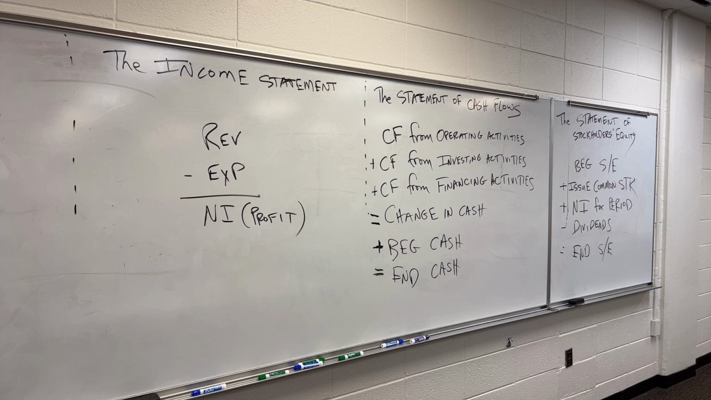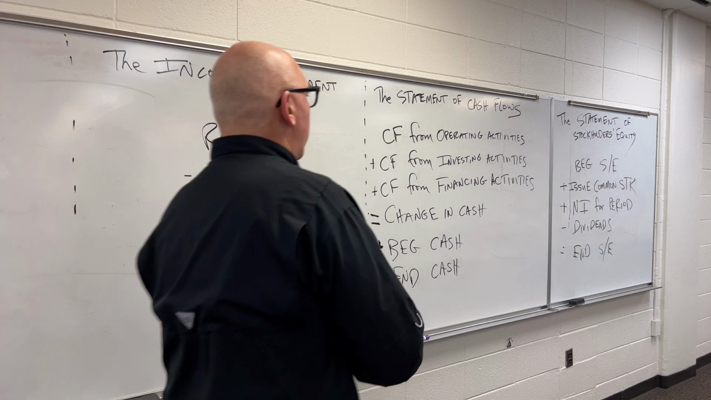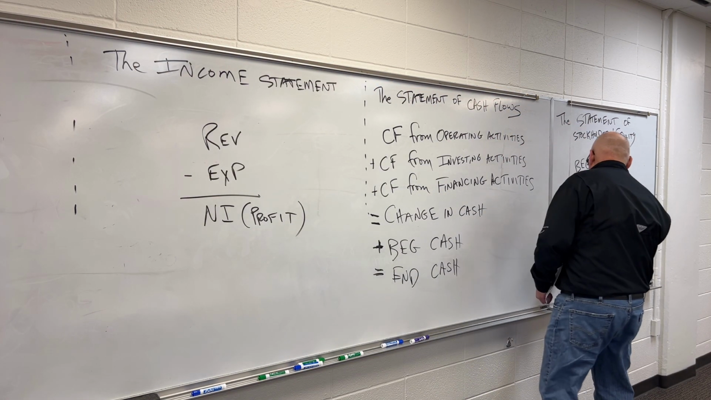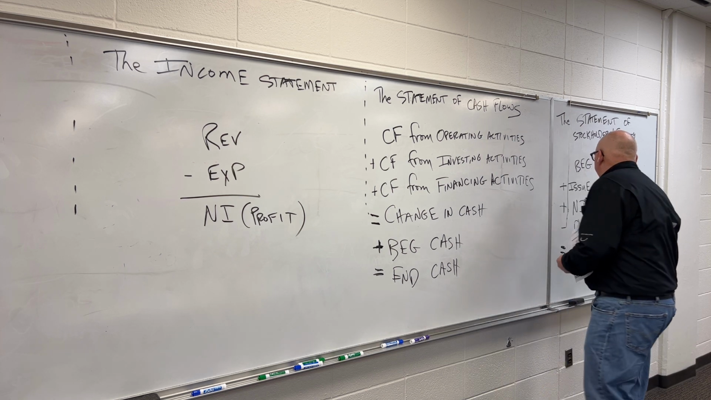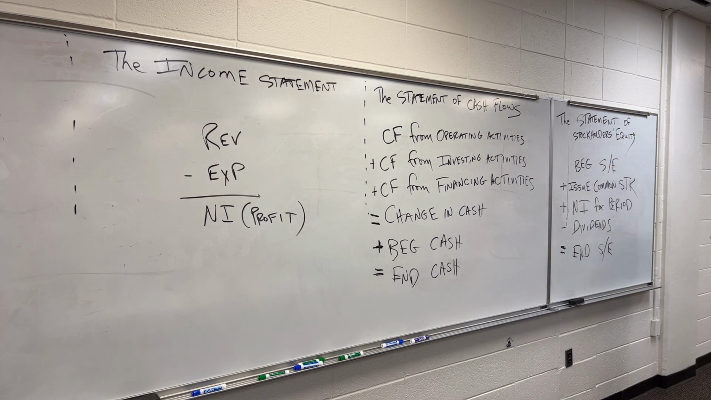Beginning stockholders' equity plus any issuance of common stock, plus net income for the period minus dividends equals ending stockholders' equity. And just know that this issuance of common stock doesn't happen very routinely. These other two, net income or loss happens every period. Dividends can happen pretty regularly.